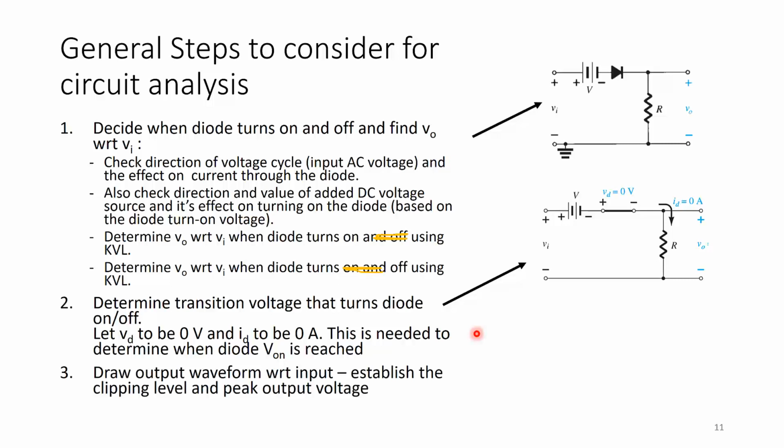And then you draw the output waveform with respect to input based on what you have found from the KVL above and the transition voltage, and you have to establish the clipping level and peak output voltage based on the values that you have found. Okay, so now we are ready to do examples.